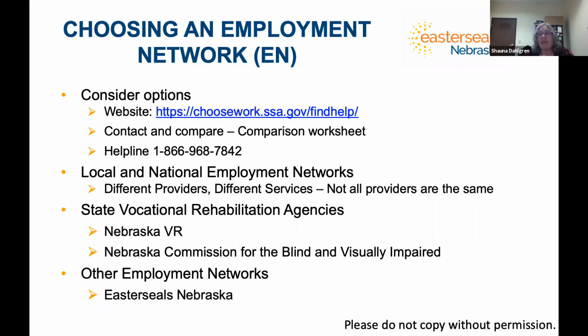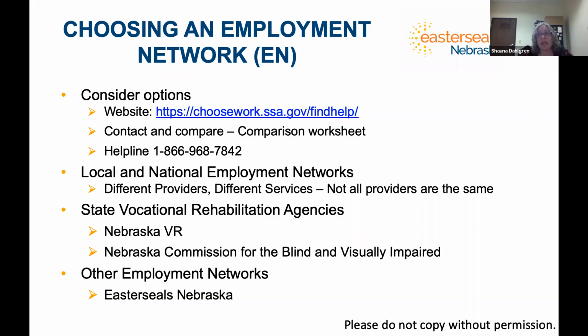This slide gives you the website for the Ticket to Work, the general Social Security website where you can find help. I think Melanie has probably included it in the Dropbox. There's a beneficiary worksheet that individuals can use to contact employment networks and find out what services that employment network provides to help them make a decision, because not all providers are the same. So there's different providers who provide different services.